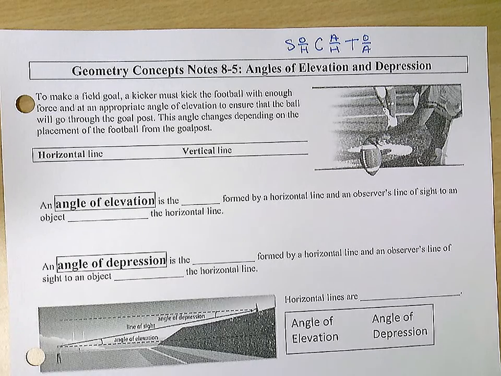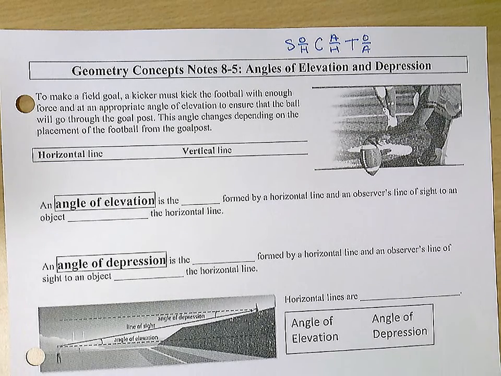To make a field goal, a kicker must kick the football with enough force and at an appropriate angle of elevation to ensure that the ball will go through the goal post. This angle changes depending on the placement of the football from the goal post. So you have to see what angle to kick it at to go through that goal post.